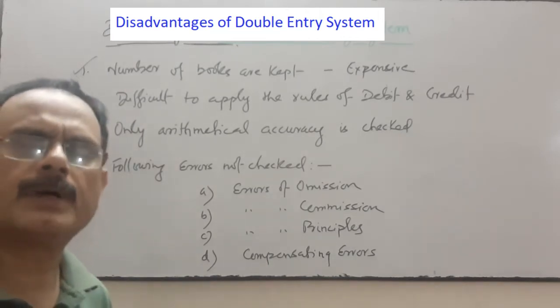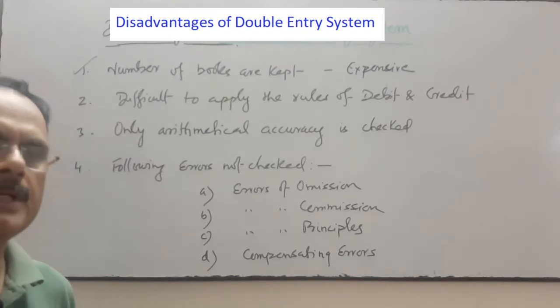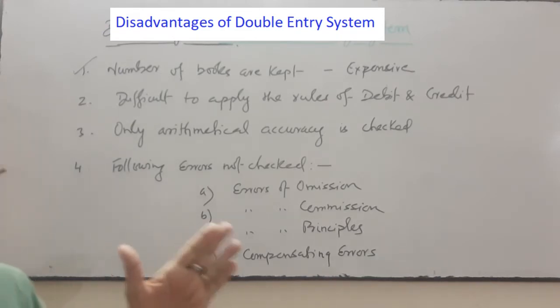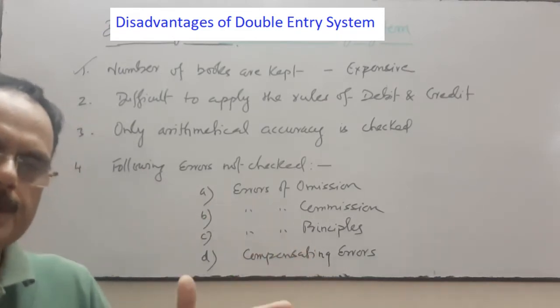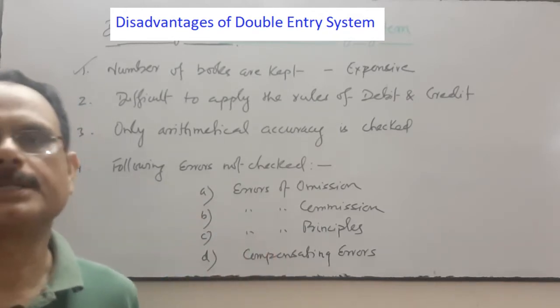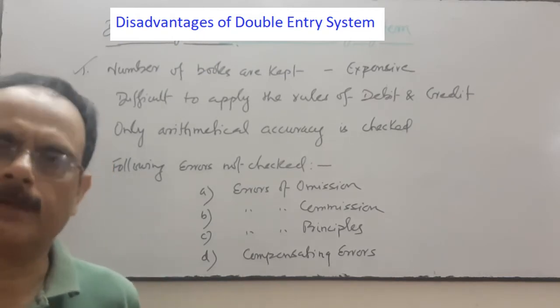However, in fact, there is no such demerit in the double entry system except money measurement. Only those transactions are recorded which can be measured in terms of money, and the events which are very important but cannot be measured in terms of money do not get a place in the books of account. This is the one major demerit of the double entry system.